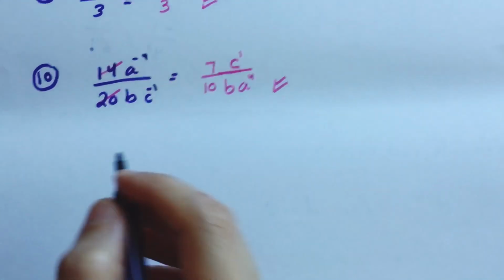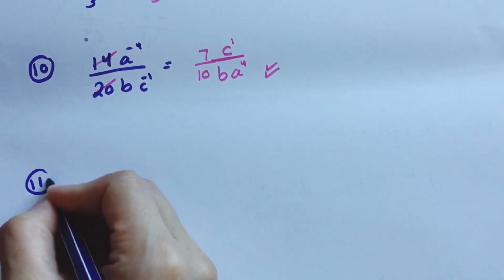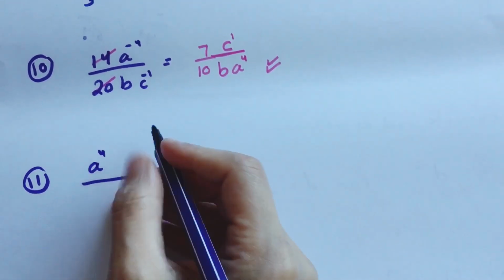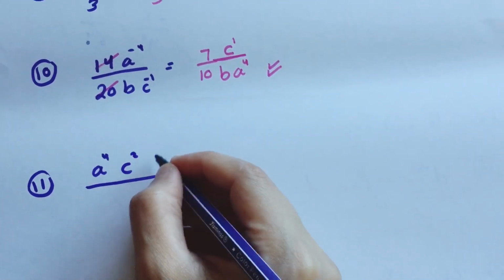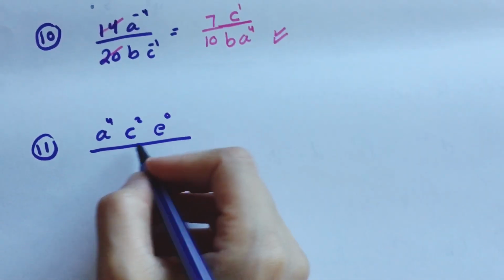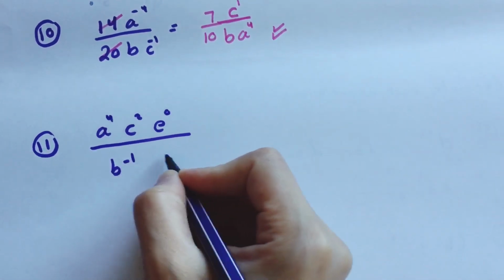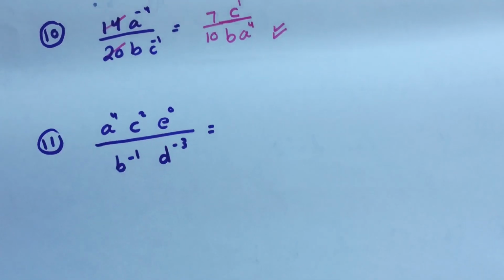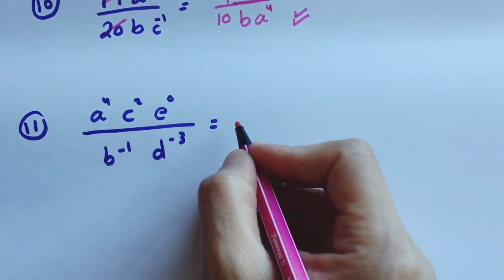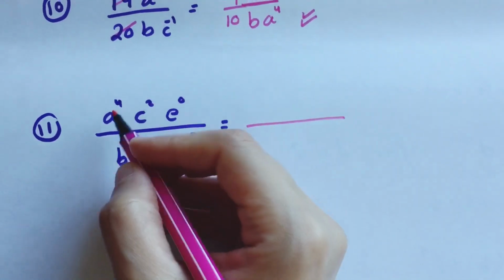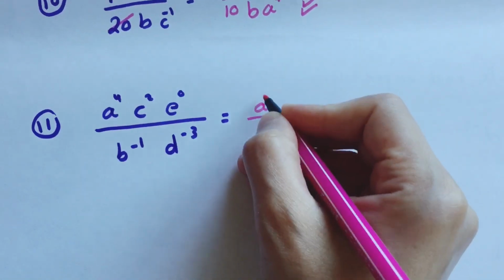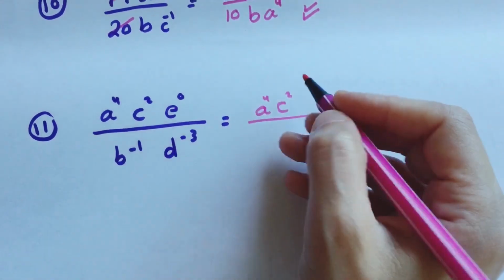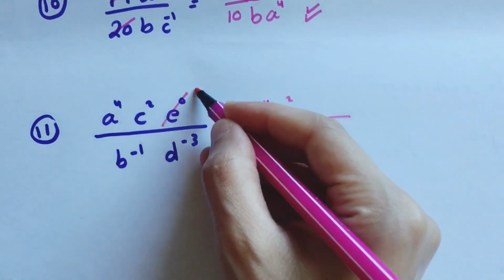Okay, the last question is a to the power of 4, c square, and e to the power 0, b to the power of negative 1, d to the power of negative 3. Okay, now this one I will not change it. I'll keep it here because it's positive. C also. Okay, the e to the power of 0, it will be 1. That's it.